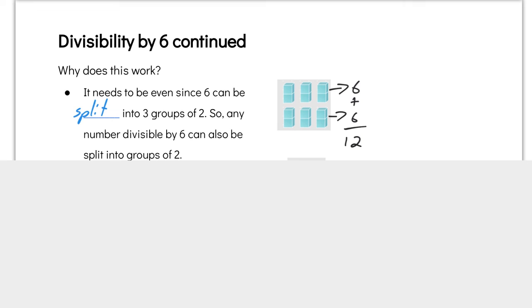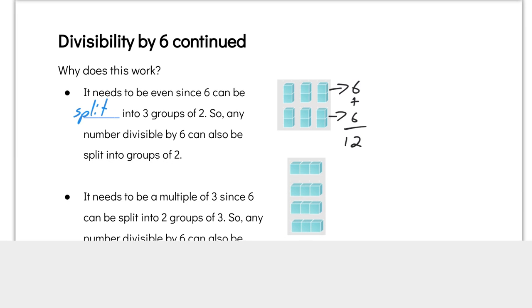So that means that 12 is going to be in groups of 2. And if it's in groups of 2, it's going to be even. If we added more 6s, it wouldn't matter how many more 6s we would add. It could all be split into groups of 2. All right, but why does it need to be in a group of 3? It needs to be a multiple of 3 since 6 can be split into 2 groups of 3. So any number divisible by 6 can also be split into groups of 3.